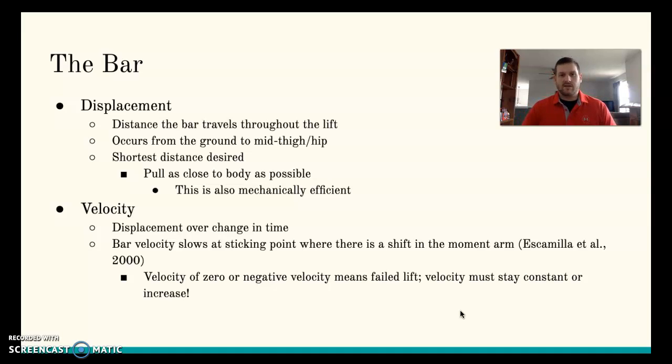And if velocity hits 0, then that means that we're stuck. It's a failed attempt, because the bar has to stay moving. Most powerlifting leagues say that. Or if it starts to become negative, since it is a vector, that means obviously we're dropping the bar. So velocity has to stay constant or increase, or honestly just needs to slow down the slowest, but it cannot come to an absolute stop.